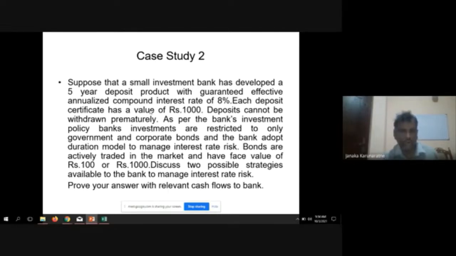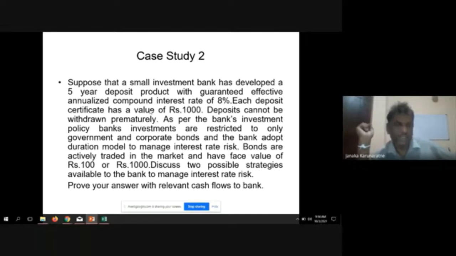Can you all work it out? Start working out. Think of two possible strategies. Now we have learned all the background theory. Think of two strategies available to the bank to manage interest rate risk, but the only thing is prove your answer with relevant cash flows. So when you adopt a strategy, tell exactly how, whether that strategy will result in managing your interest rate risk.